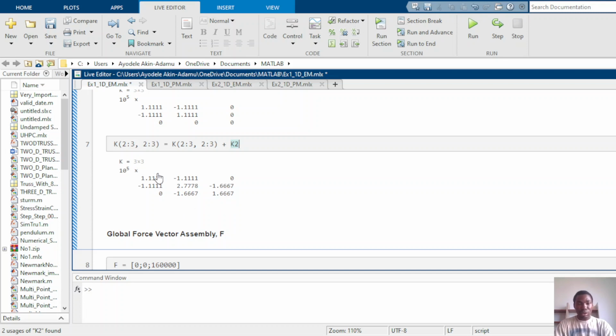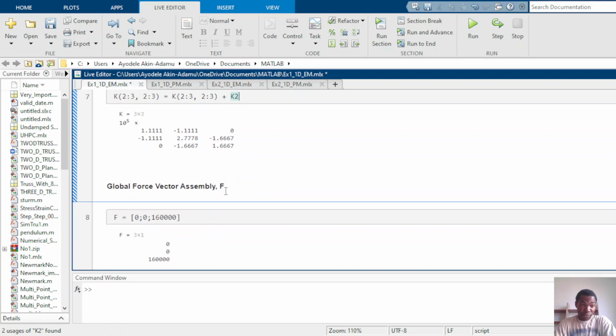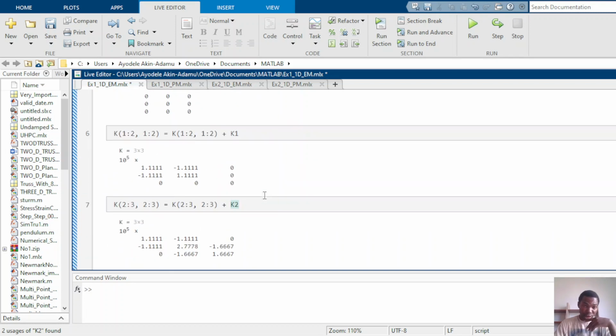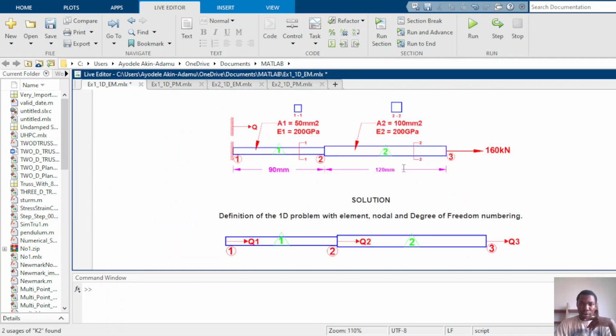Now that we have defined the global stiffness matrix for the finite element model, the next step is to define the global force vector. The number of nodes of our structure model is 3. That is node 1, node 2, node 3. The total number of nodes is 3. It means that the size of our global force vector is going to be a 3 by 1 matrix.